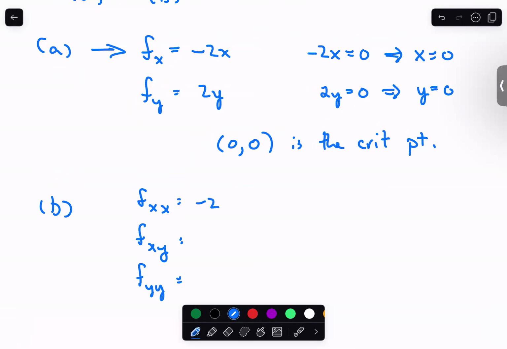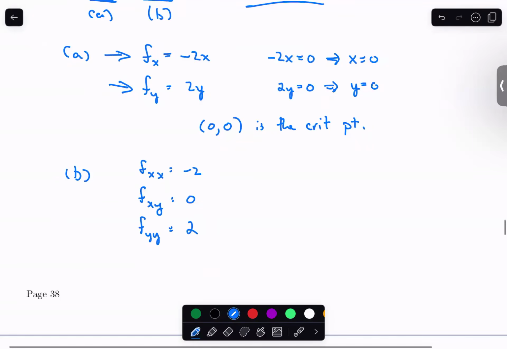I could instead take a derivative with respect to y of that negative 2x, and that's constant with respect to y, right? There are no y's. And so that derivative would be 0. And then finally, if I look at my second one here, my first derivative with respect to y, and I take another derivative with respect to y, then I'm going to get just 2, or 2 times 1. So this means that my D value here is going to be equal to negative 2 times 2 minus 0 squared.